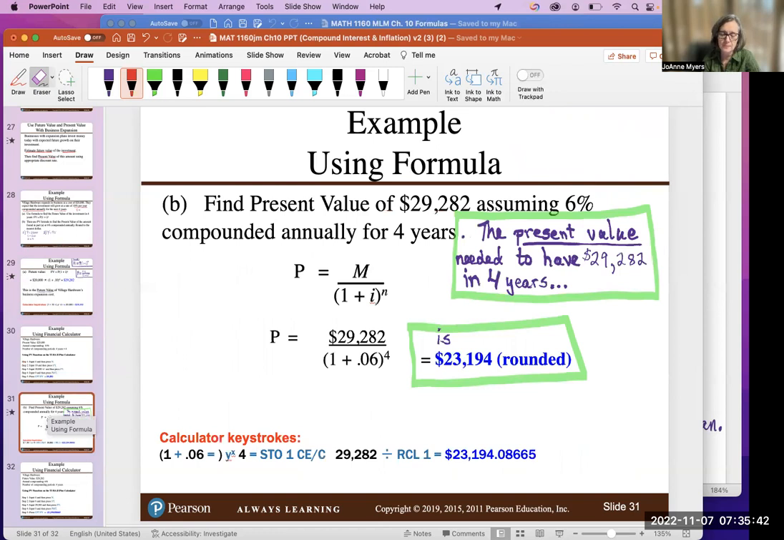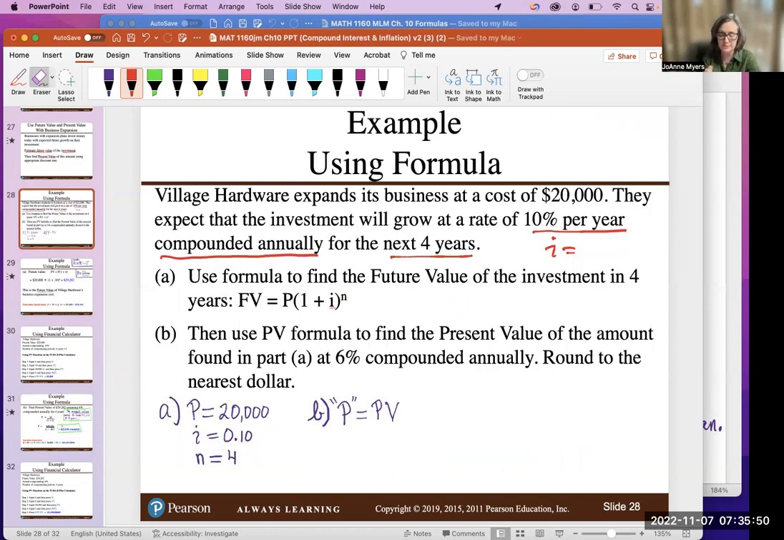Part B. Now you need to find the present value that you need in order to have that amount. So let me go back to our original question. Our I is 0.10. Our N is 4 times 1, which is 4. Use the present value formula to find the present value needed once I figured out how much money I need to have saved up in 4 years.